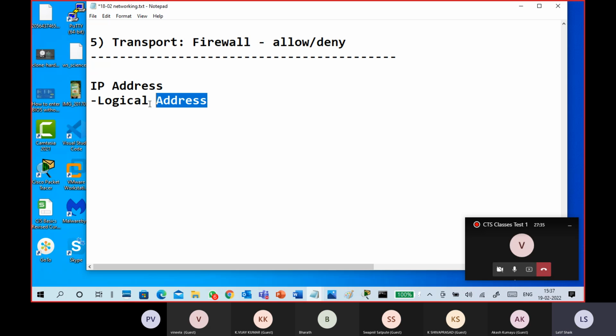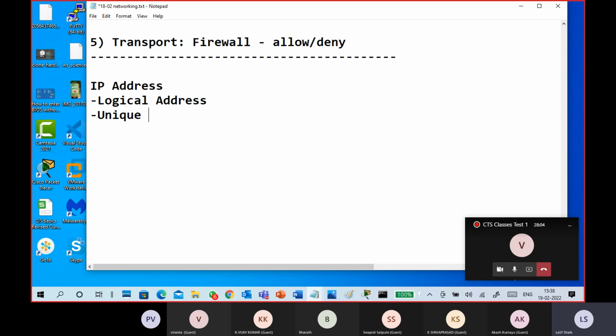So IP address, it's a logical address. Next, this statement is a little sensitive, guys. Again, I'm telling you, when you use the word unique, sometimes if you don't give a complete sentence, the meaning will change, right?